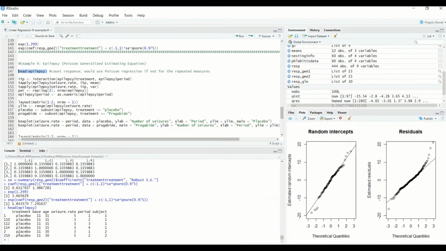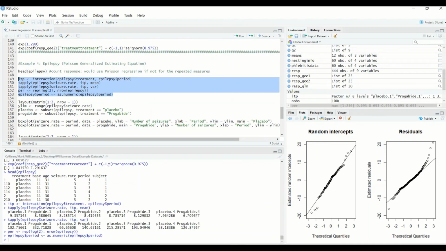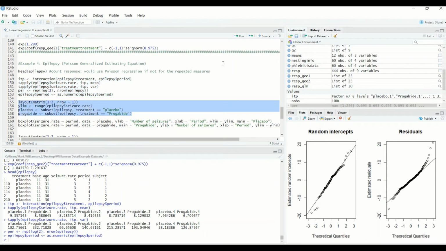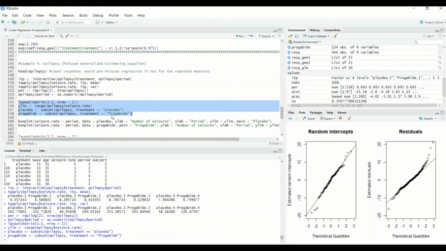Here's our epilepsy data. So we have a treatment, things like placebo or the actual treatment, base number of seizures, your age, seizure rate. So this is that Poisson, it's a rate, so count, seizure rate, and then over periods, and then the different subjects as a random effect. So doing some data formatting here, I'm not going to go too much through it. Setting up, we either have this drug progabide or the placebo.